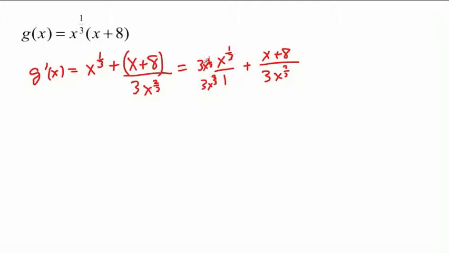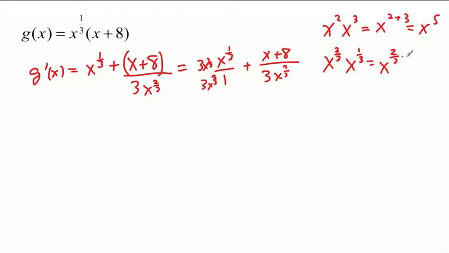Now remember, when you're multiplying two variables with exponents, like if I have x squared times x cubed, all I do is add the exponents. So it's going to be 2 plus 3, in other words, x to the 5th. So in our situation, it's going to be x to the 2/3 multiplied by x to the 1/3, so x to the 2/3 plus 1/3. And as we know, 2/3 plus 1/3 is just 1, so it's just going to be x. That makes things a little nicer.